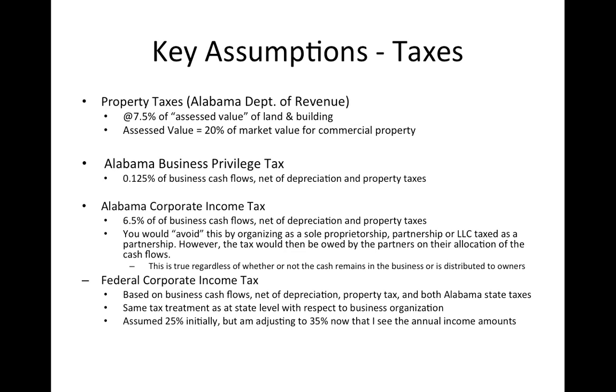That's good news. The Alabama business privilege tax is charged against taxable income, basically, net of the property taxes, net of any depreciation that we calculated. And it's very small. It's actually 0.125% of the business cash flows, what you would normally think of as taxable income. And so winds up, again, not being a very big number.